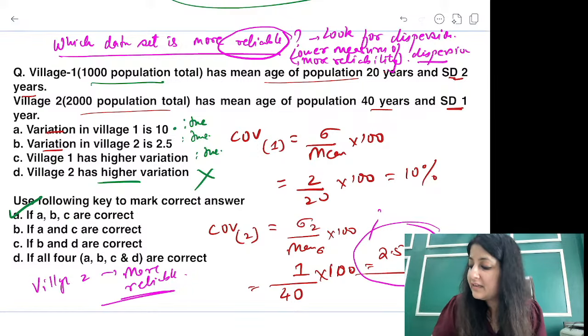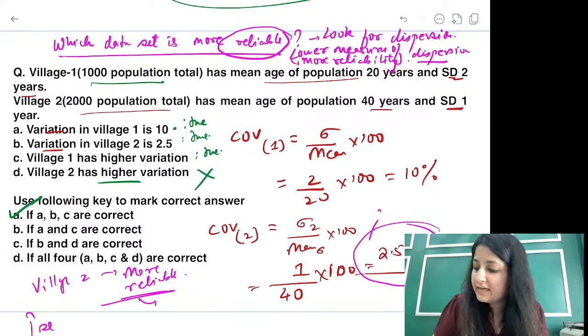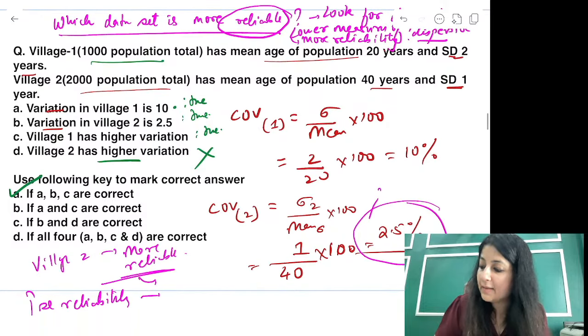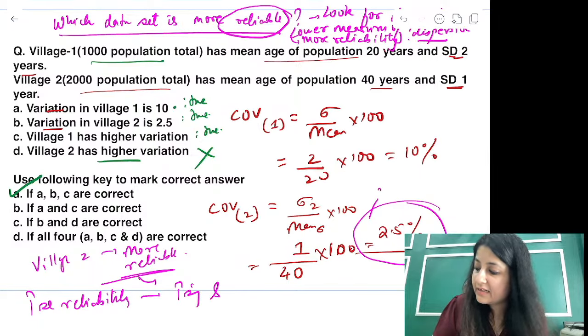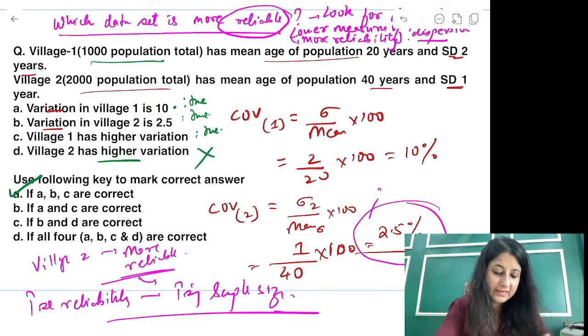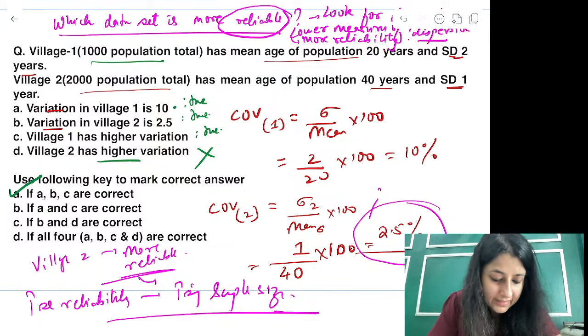And how do you increase reliability? By increasing sample size. If you increase the sample size, you will increase reliability. Am I clear? Okay?